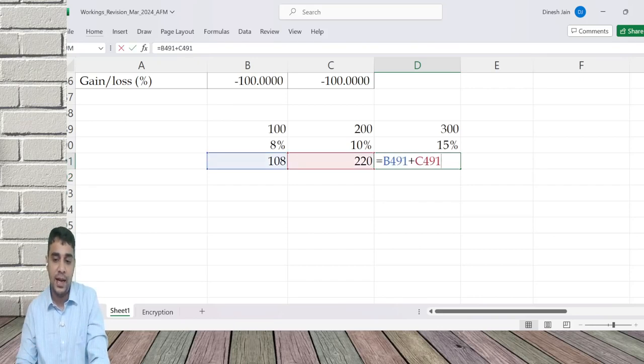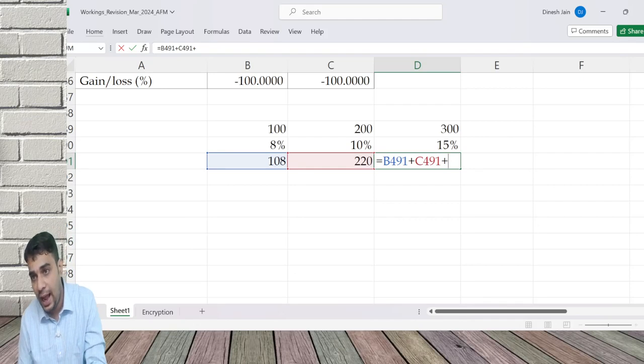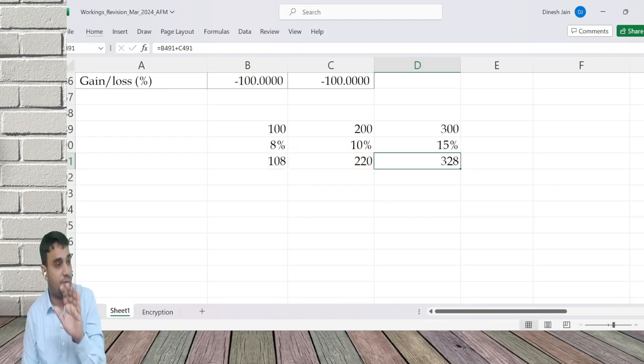What can happen extra on top of this? If at all some synergy gain is there, some synergy gain can get added, but instead of growing at 15%, you will grow only at the historical growth. What will happen in the second year? 328 plus 15, third year plus 15, fourth year plus 15, because next year onwards you would do investment and next year you can grow at 15%.